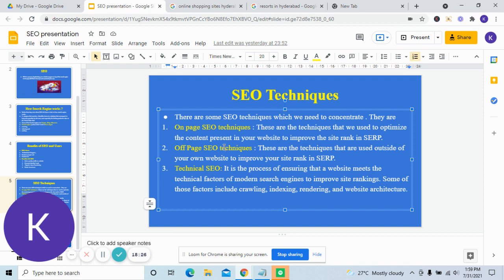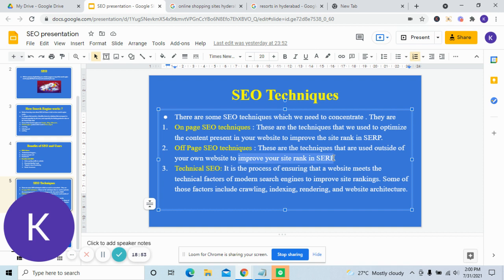These are the techniques that we are not going to use inside your website content, but we are going to use outside of your website with the content present in your website. The sole point is to improve your site ranking in SERP. This is the sole point of using SEO.